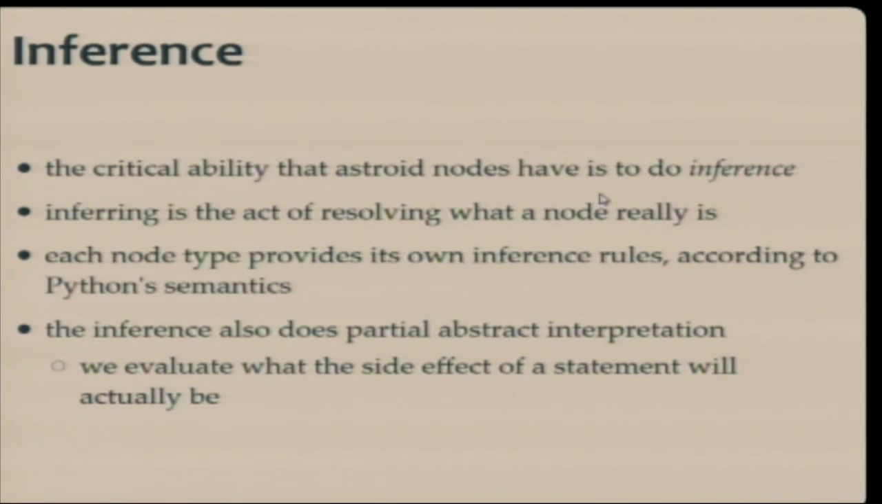But the most important part about Asteroid is not the AST itself, but the capability of doing inference. Basically, inference means the act of resolving what a node really represents. Like if you have a name, and that name represents something like a variable or a function call, you want to infer that, and you want to see what's at the end of the tree for that particular node. Our nodes basically implement the Python semantics. For instance, a CallFunc inference rule will be the return values of the CallFunc. Or for list comprehensions, its inference rule would be the actual list that is returned when evaluating the list comprehension. And our inference also does some partial abstract interpretation, but it's partial because it's not working for all the cases in your code.